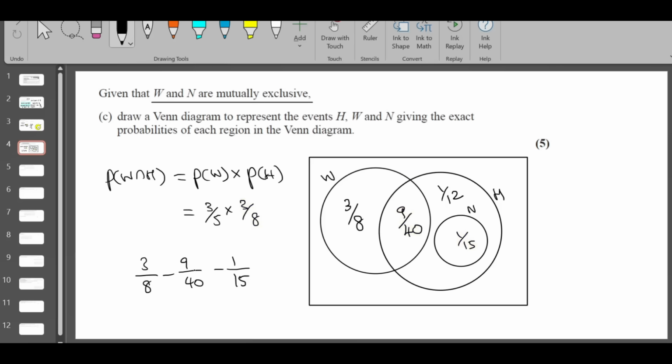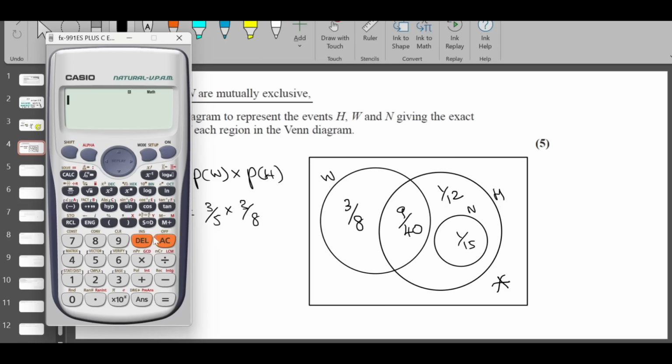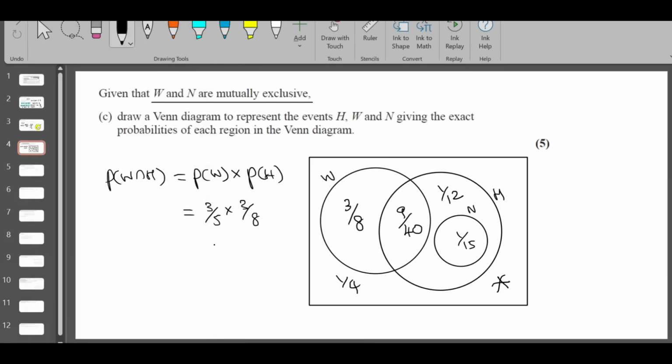Now, how about outside the circles? All the probabilities should add up to 1. When we add all the probabilities, you should get 1. So what I'm going to do is add everything and subtract from 1. 3/8 plus 9/40 plus 1/12 plus 1/15. Add everything, subtract from 1. You will get 1/4 outside.